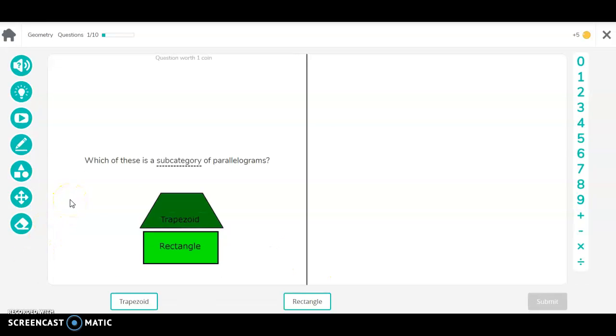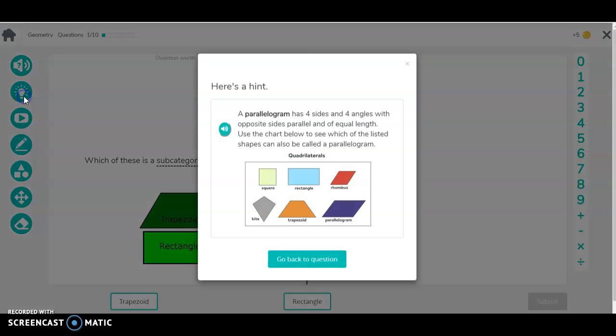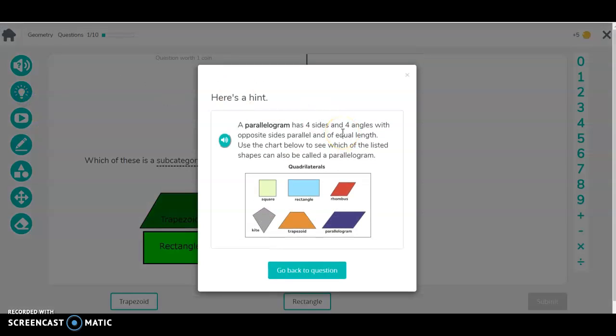Which of these is a subcategory of parallelograms? A subcategory is a smaller group within. So let's look at the hint. Again, it tells you a parallelogram has 4 sides and 4 angles with opposite sides parallel and of equal length. Use the chart below to see which of the listed can also be called a parallelogram. As you can see, they're all quadrilaterals, but a parallelogram has 4 sides and 4 angles with opposite sides that are parallel and of equal length.